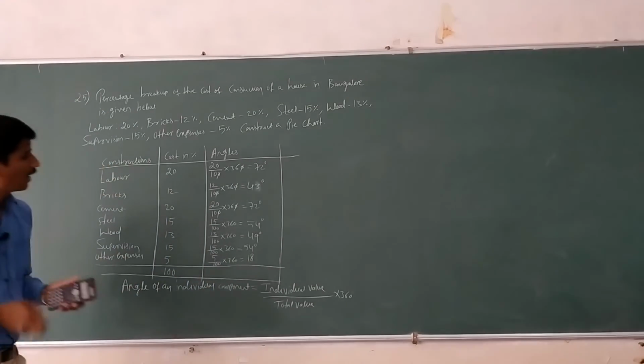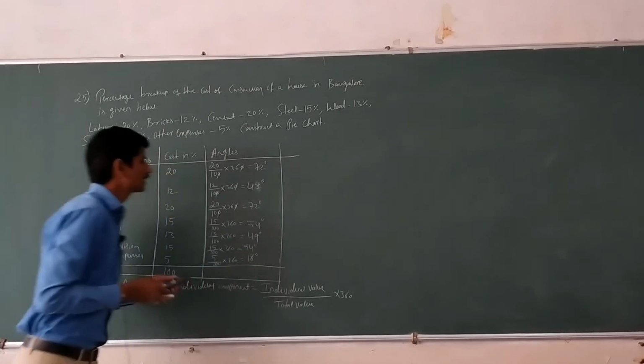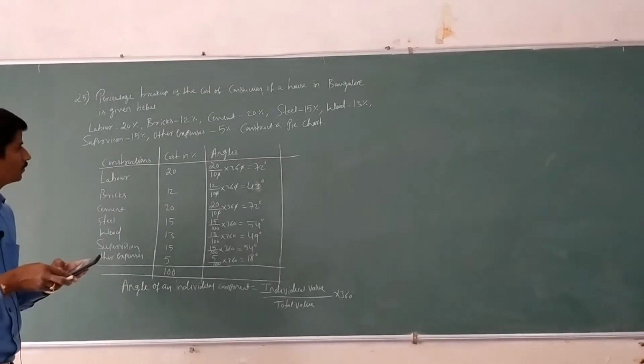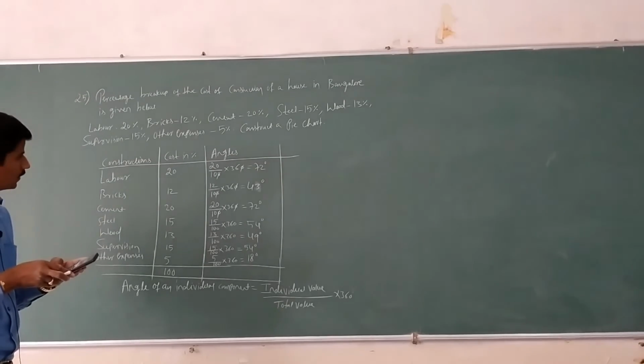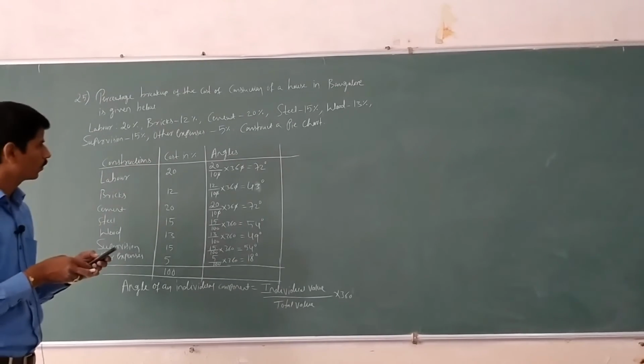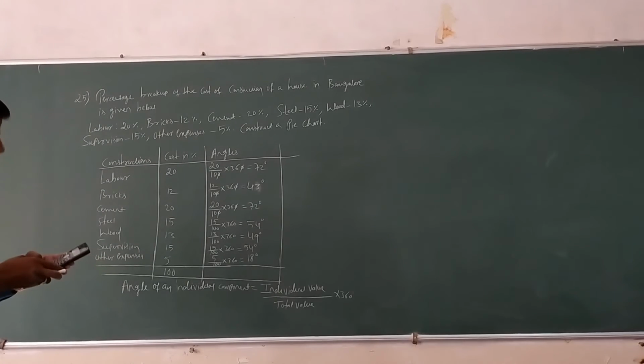Here, you have to add all these values and get the sum as 360. That is 72 plus 43 plus 72 plus 54 plus 49 plus 54 plus 18, and you get 362. Okay, something is wrong.